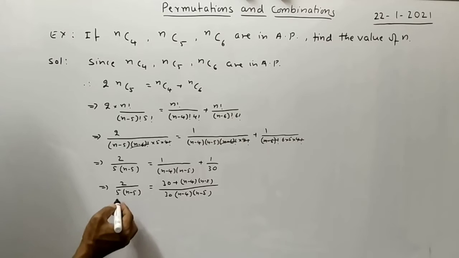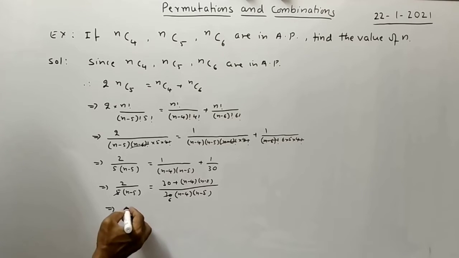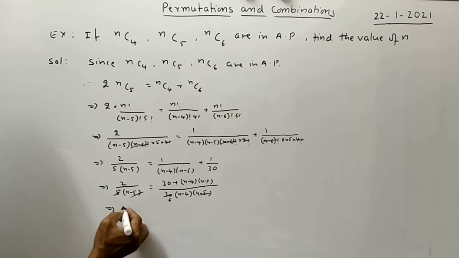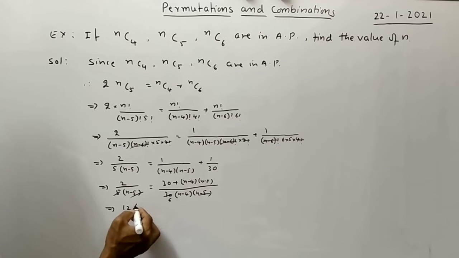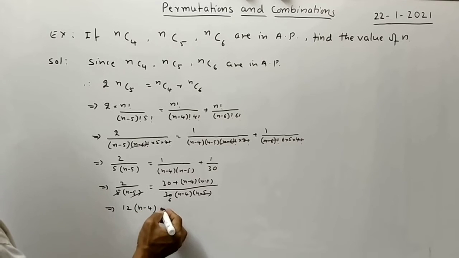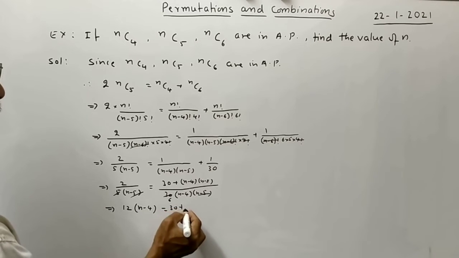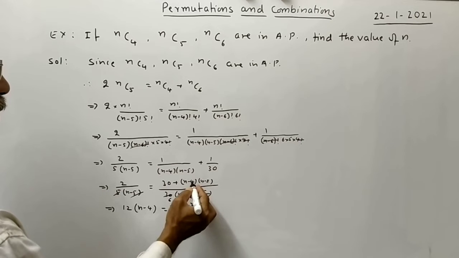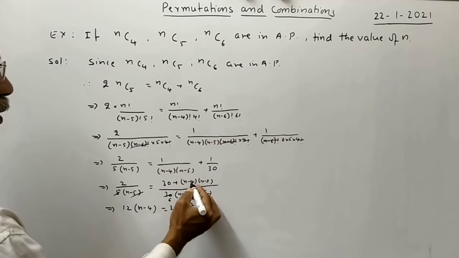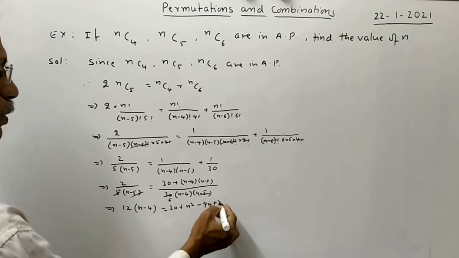This implies, by cross multiplication, we will get 12 into (n minus 4) is equal to 30 plus n square minus 4n minus 5n, that is minus 9n, plus 20.